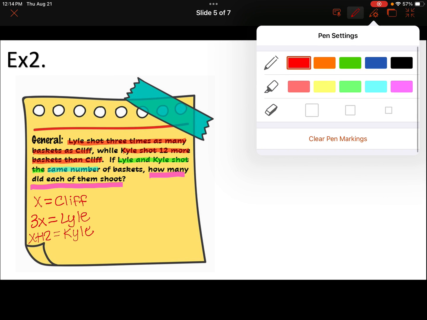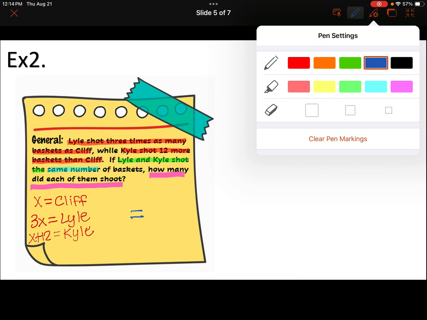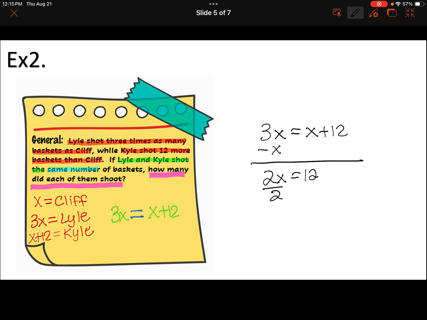Then it says that they shot the same, so now they're going to equal. Lyle, which is 3x, and Kyle, which is x plus 12. All right, so I've got my equation. Now I'm going to go over here and just solve for x. Subtract x. 2x is 12. Divide by 2. X equals 6. Okay, so now I can give my final answer. Cliff shot 6.